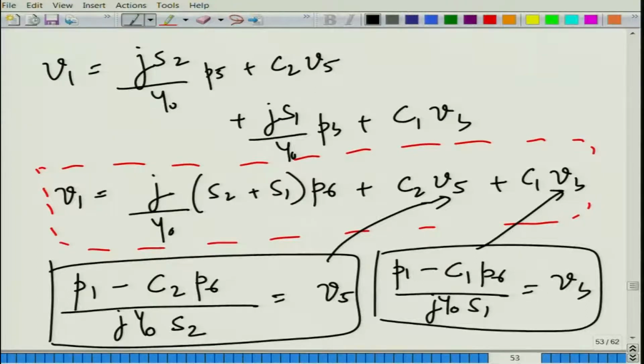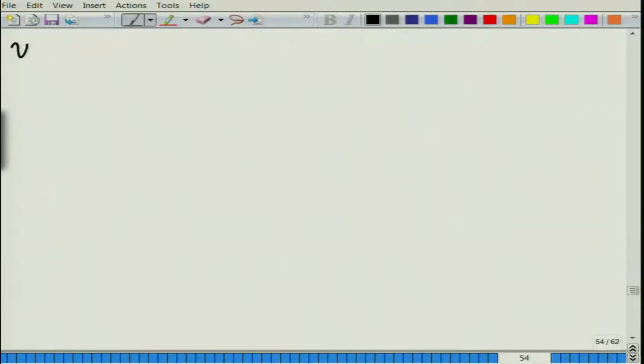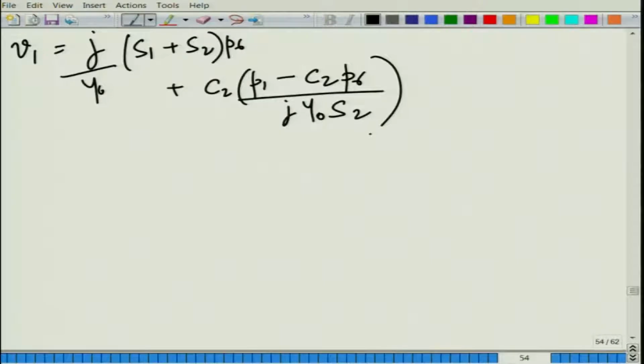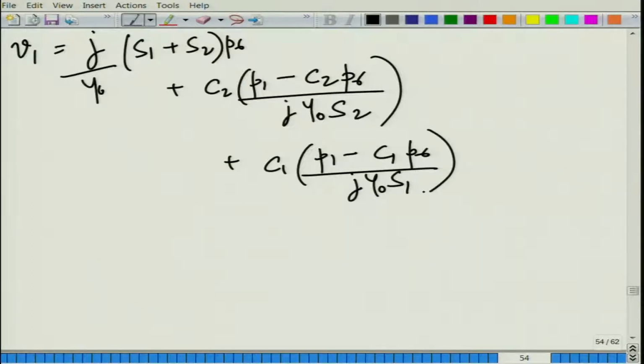Okay. So, these two can straight away be substituted in this equation. It is going to be a little algebraically messy, but that is the way things are with network systems. So, j Y naught into S1 plus S2 times P6 plus C2 times P1 minus C2 P6 by j Y naught S2. Okay. And this will become C1 P1 minus C1 P6 by j Y naught S1. Okay. So, we get this.